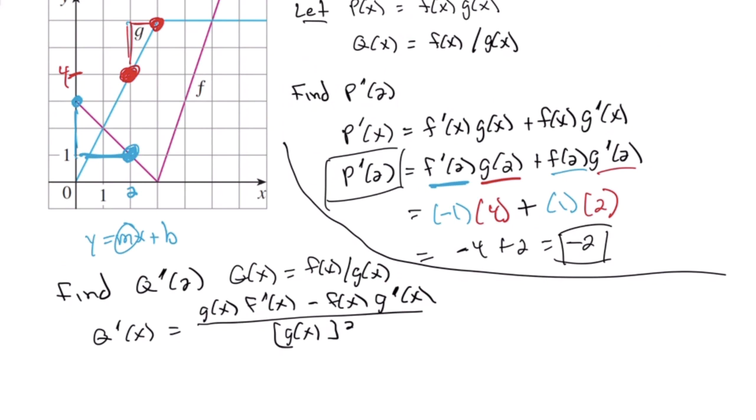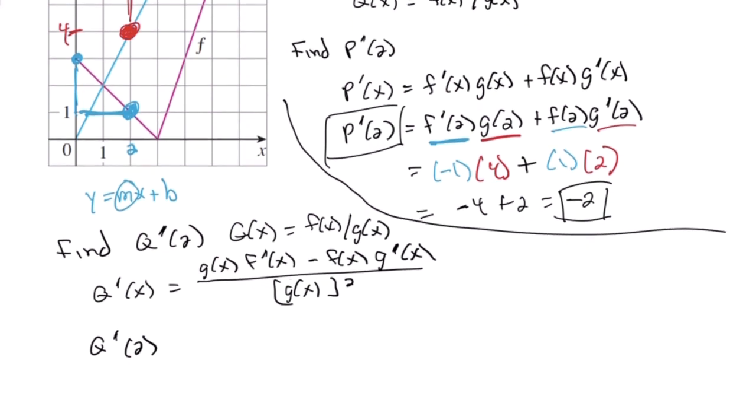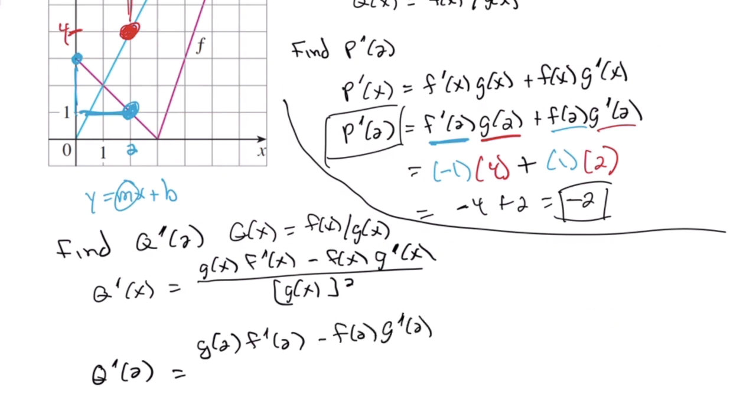So q prime at 2 is going to be g at 2 times f prime at 2, minus f at 2 times g prime at 2, all over g at 2 squared. Now I found all of those values already, didn't I?